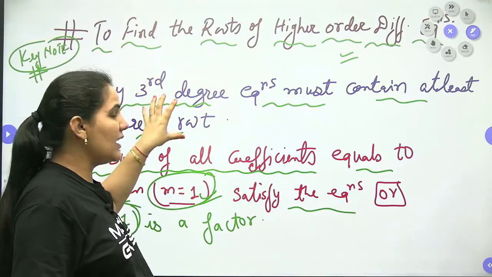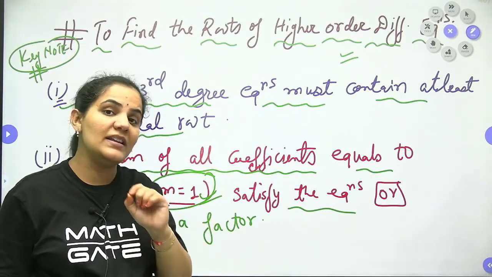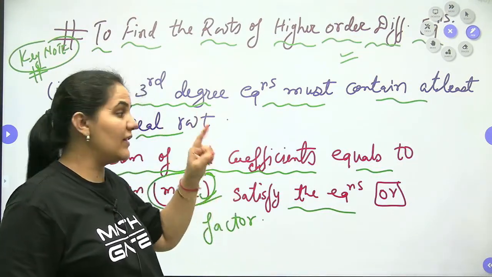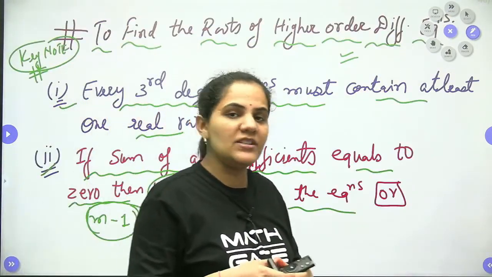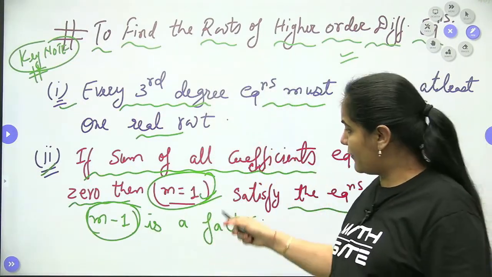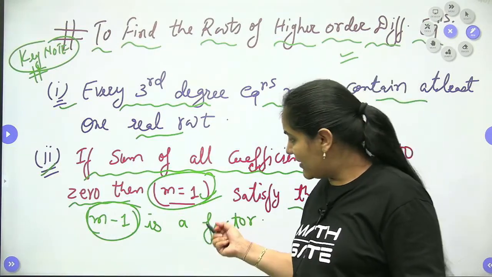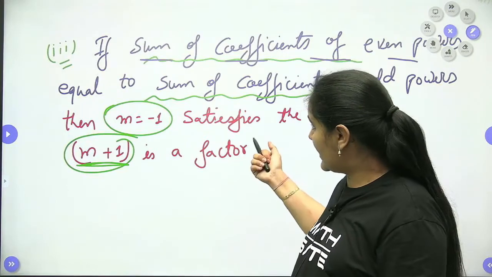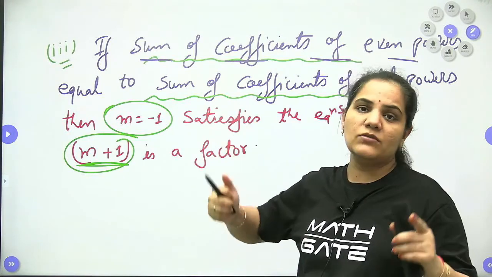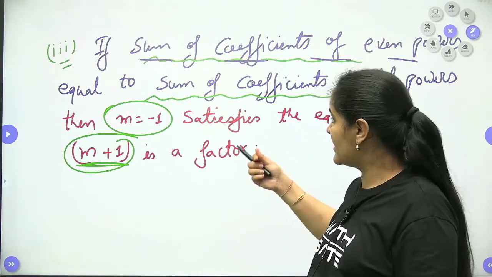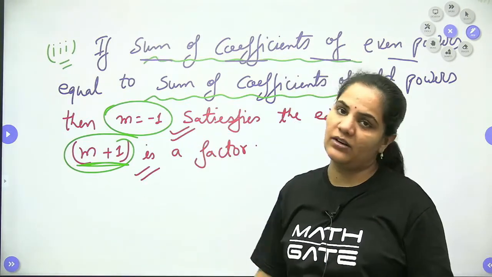The first is that whenever we have an equation whose degree is 3 or greater, definitely that will contain at least one linear term. That's why we approach with these two conclusions. If the sum of the coefficients is 0, you will say m is equal to 1 is a factor of that one. M is equal to 1 satisfies that equation, or m minus 1 is a factor of that one. And when the sum of the coefficients of even power is equal to the sum of the coefficients of odd power, then you will say that m is equal to minus 1 is a factor, or m plus 1 is a factor of that equation.